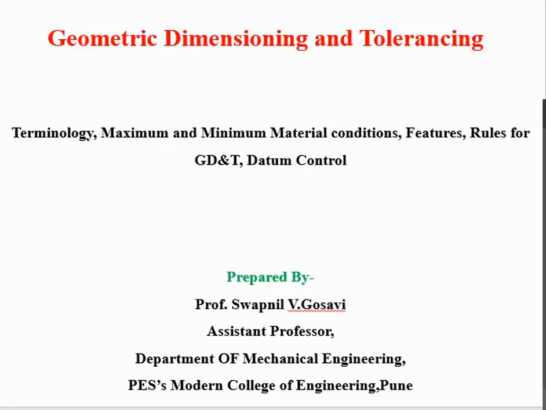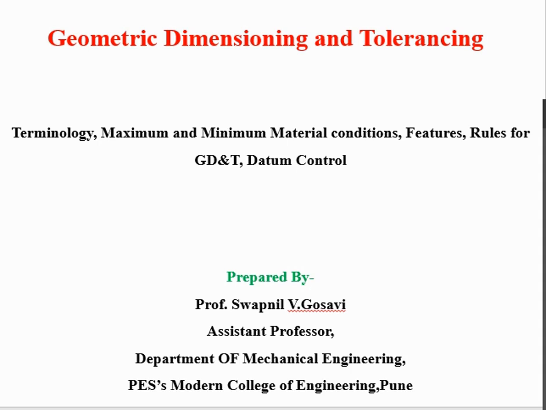Okay everyone, we are here to discuss the basic concepts in geometric dimensioning and tolerancing. The things that we are discussing here are maximum and minimum material conditions, and the datum, that is the reference that we need to define GD&T symbols.